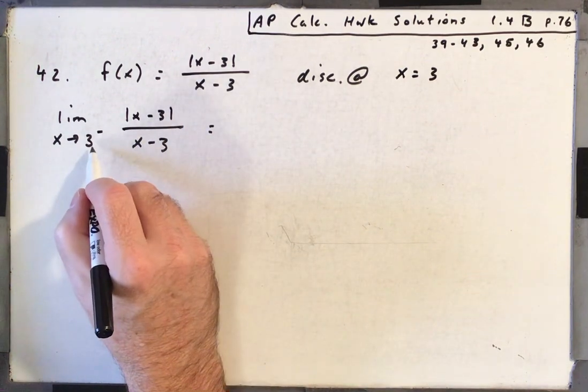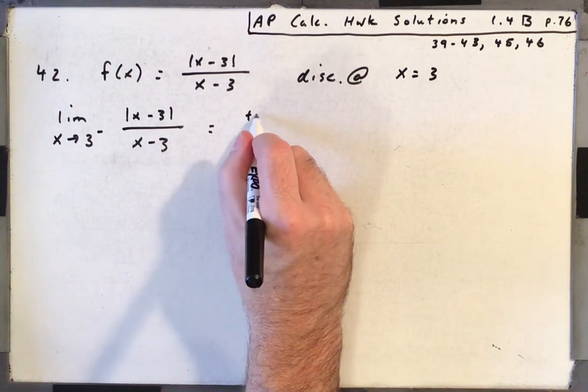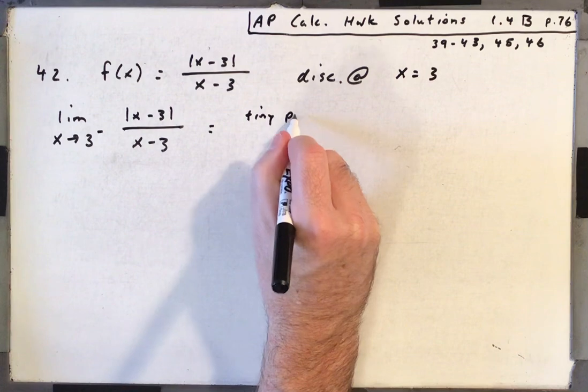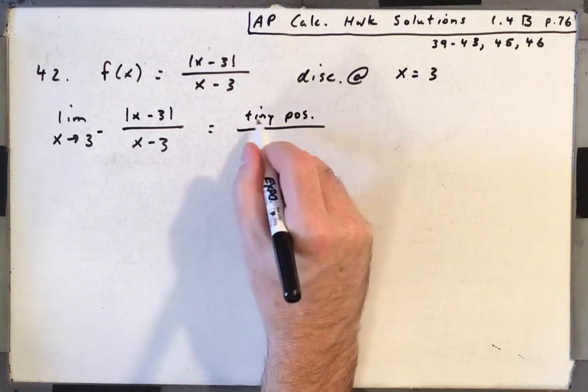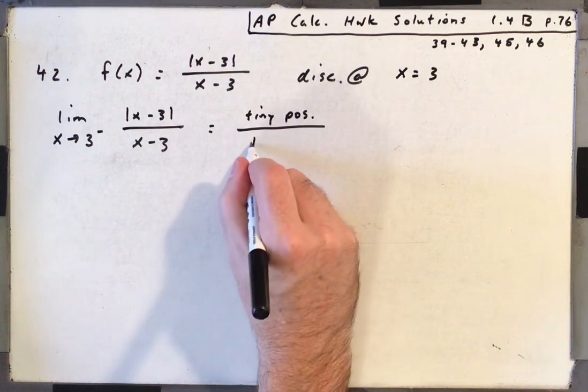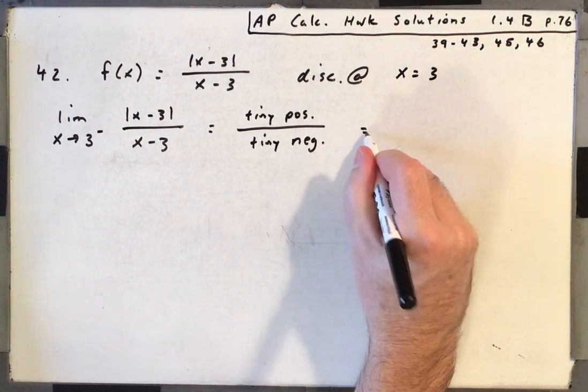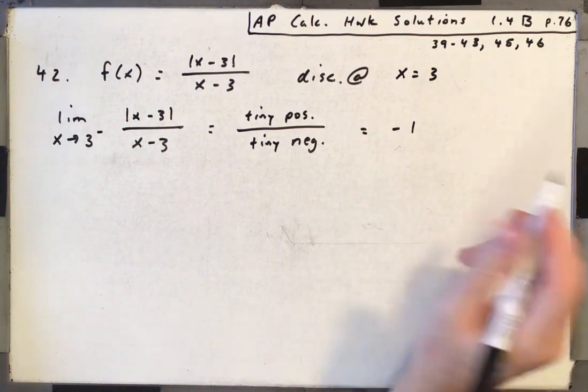The left of 3 would be like 2.99, right? So we'd have a tiny positive, and I could really quit writing tiny, but 2.99 minus 3 over a tiny negative. So that's going to be negative 1.